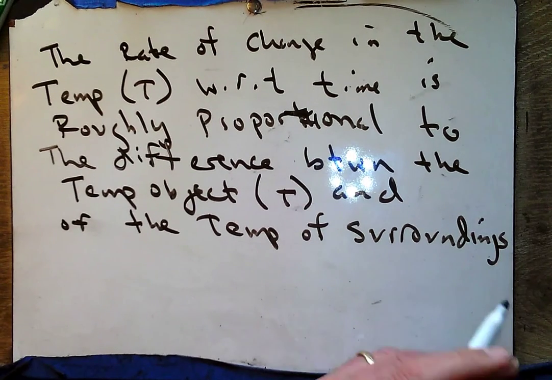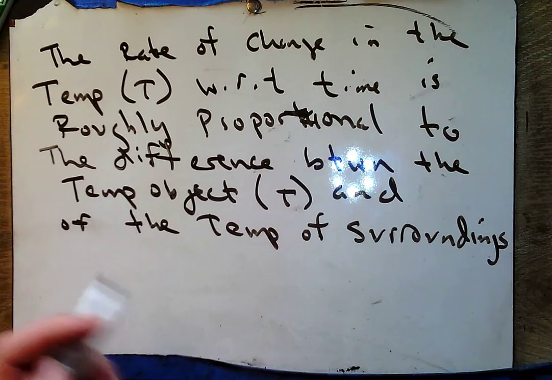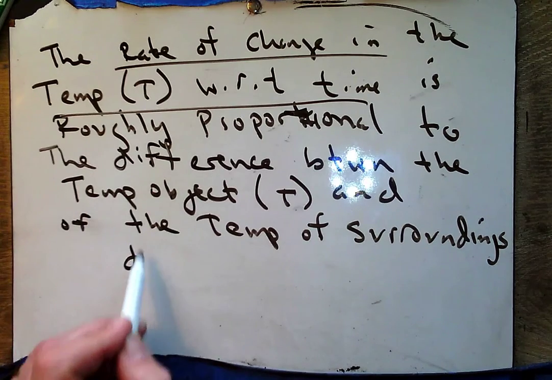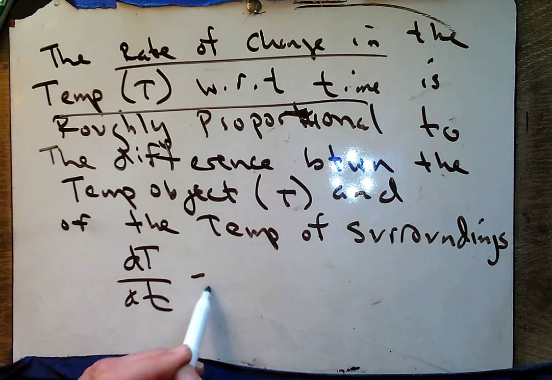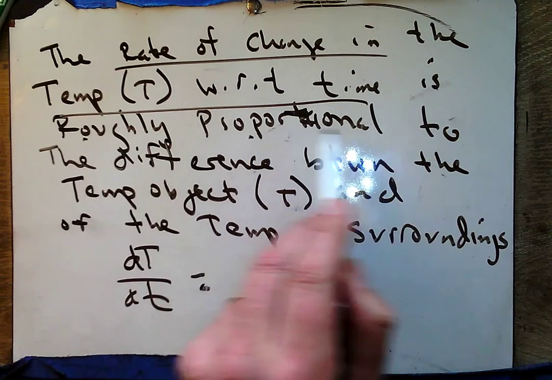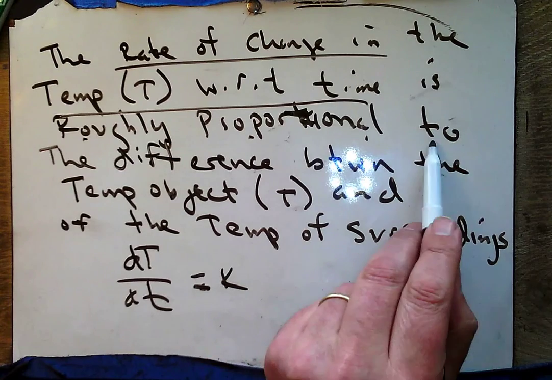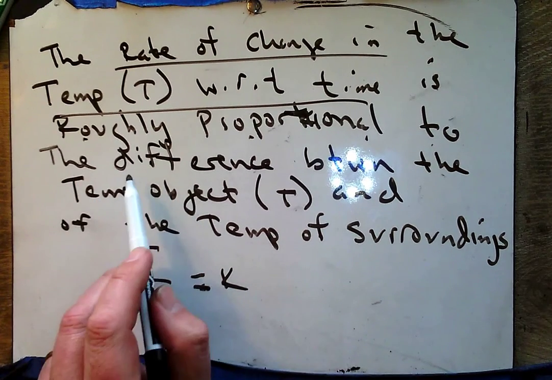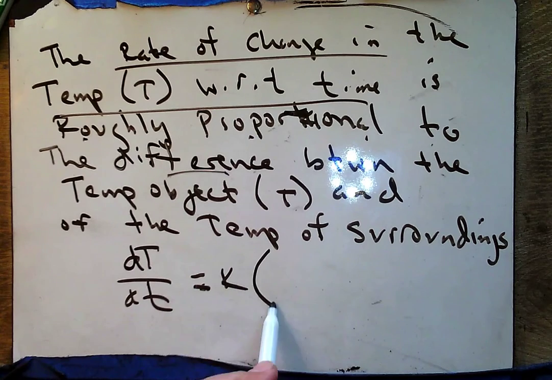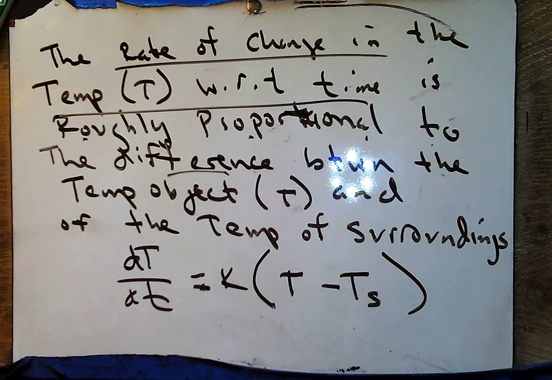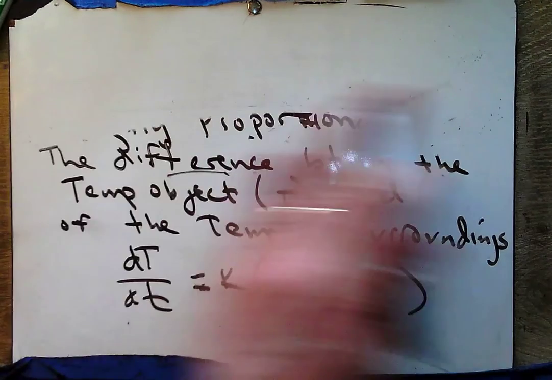Okay, now let's take these words and write them as a differential equation. The rate of change in temperature with respect to time is roughly proportional, there's our constant of proportionality, to what? Well, not to the temperature, but to the difference between the temperature of the object and the temperature of the surroundings. There's our differential equation. Okay, so let's see about solving this differential equation.